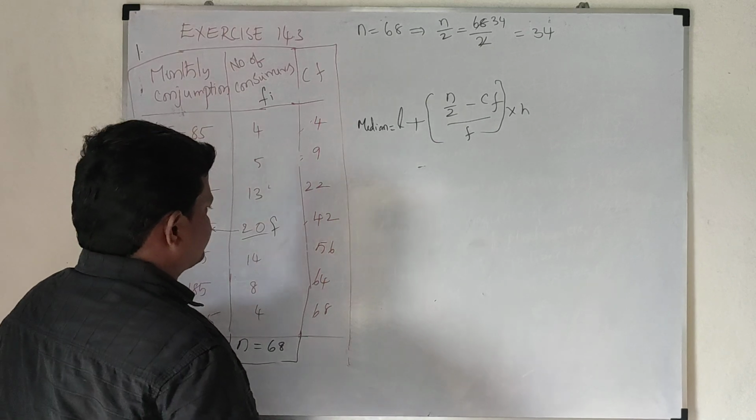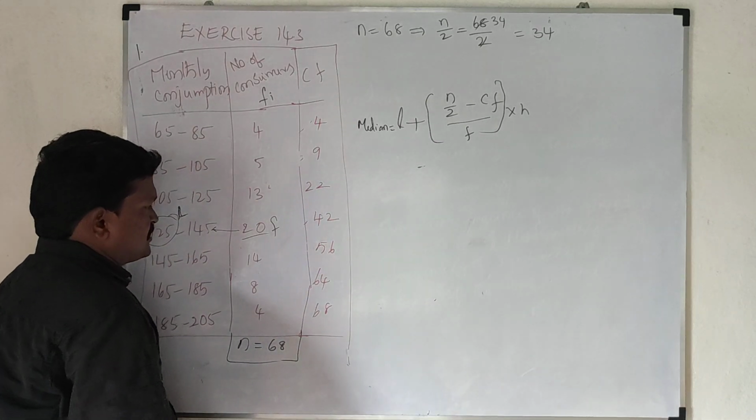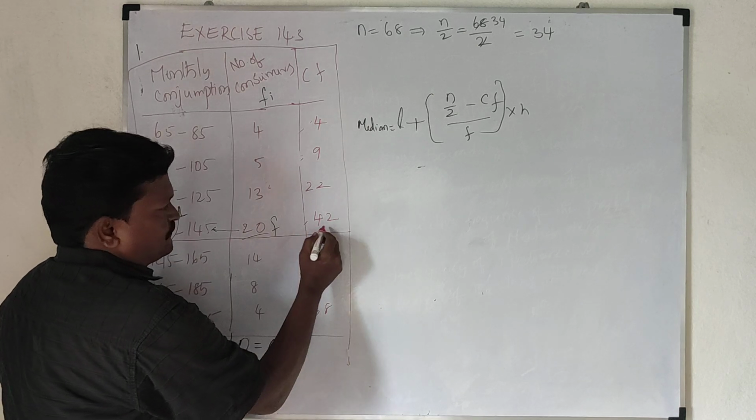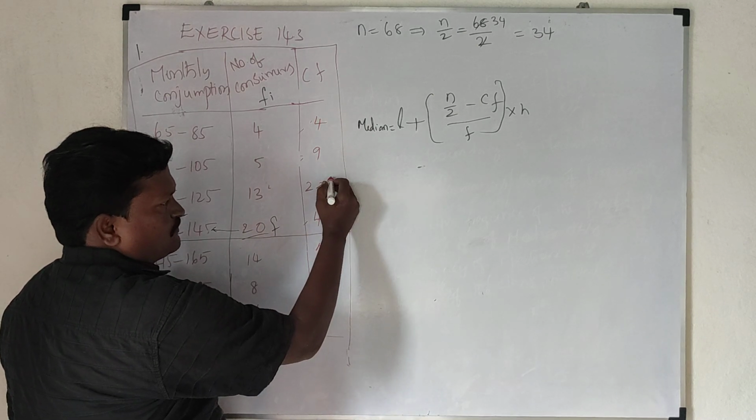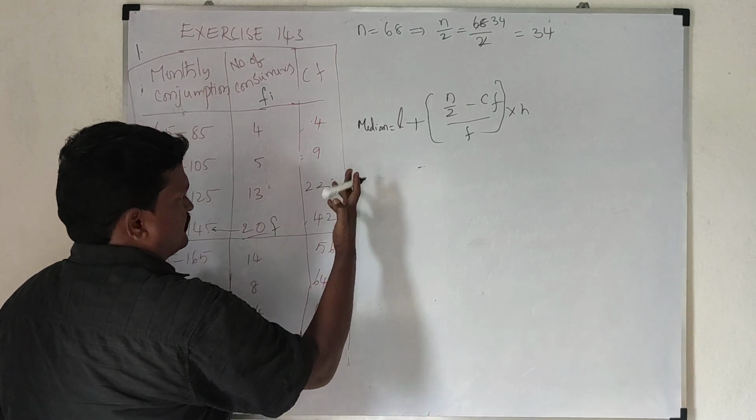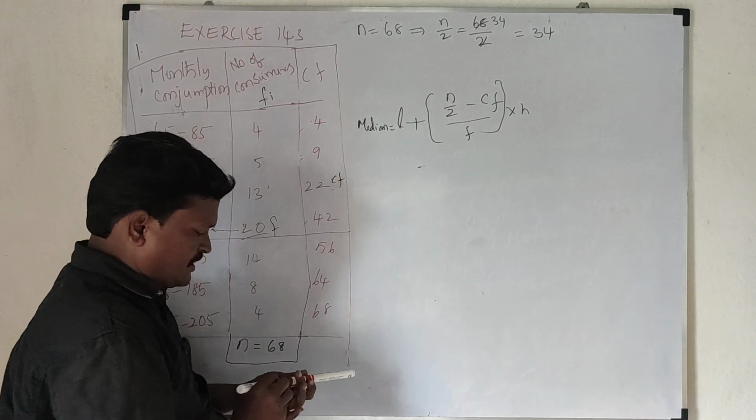Okay, now what is the CF here? This is the median class. This is F, not this one. The one above this, the preceding one, will become CF. This value becomes CF. Exactly.